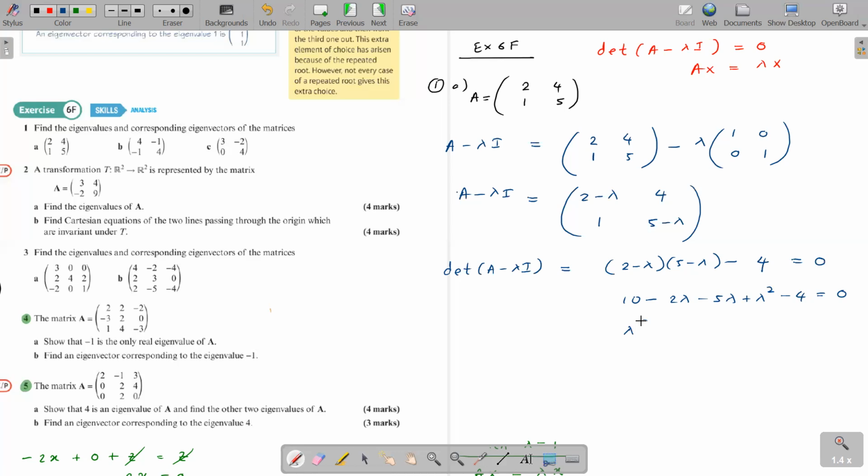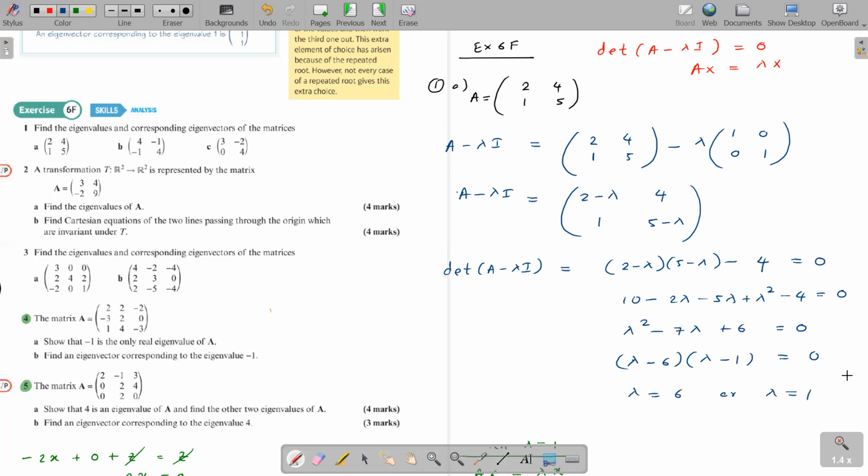Rearrange the equation: lambda square minus 7 lambda, plus 10 minus 4 is 6, equals 0. Can you all factorize this? How much is it? Lambda minus 6, lambda minus 1. So we get lambda equals 6 or lambda equals 1.